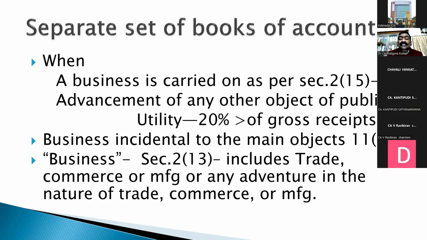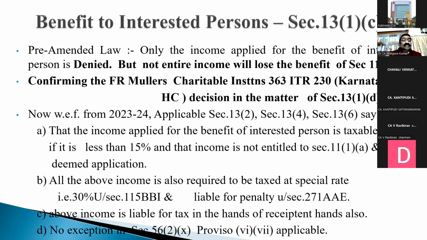So you should be very careful. Separate set of books of accounts. Sometimes charitable institutions may be for relief to the poor and also advancement of any other object of public utility, or medical relief and again advancement of any other public utility. So you should be very careful for which object, what the gross receipts are, whether they are business related, whether it is an incidental activity or the main activity. These things are very, very important. For all of them, you should maintain a separate set of books once it is a business.